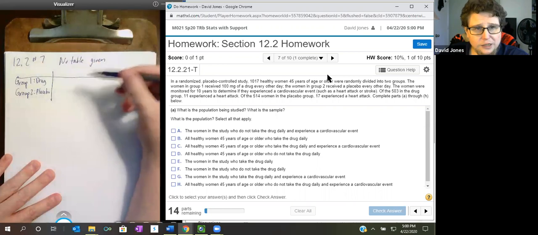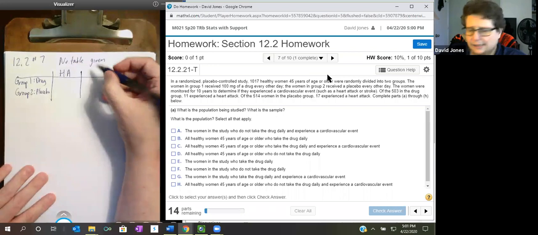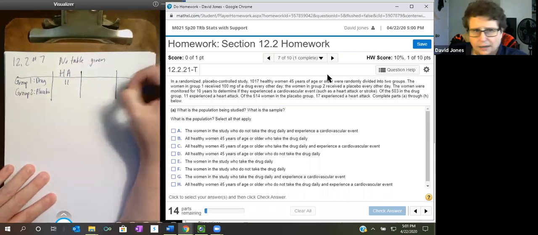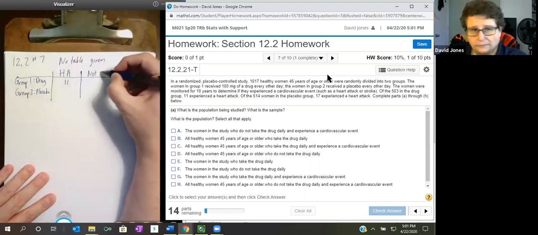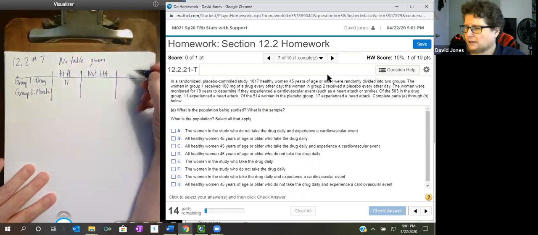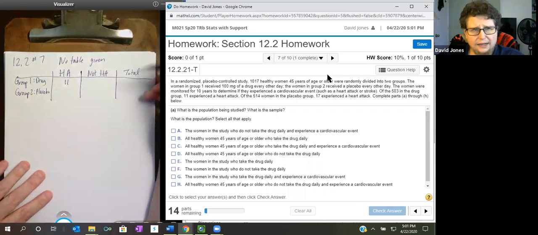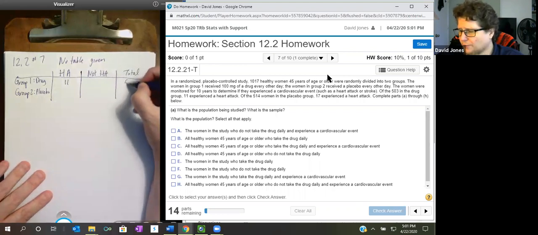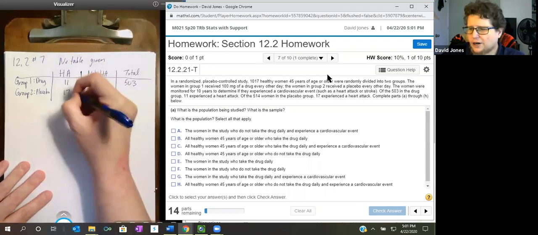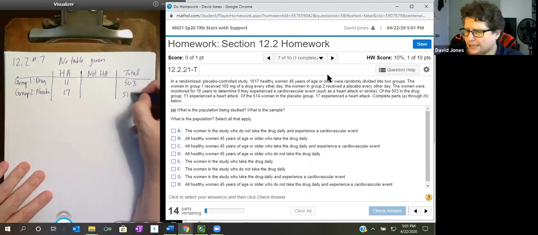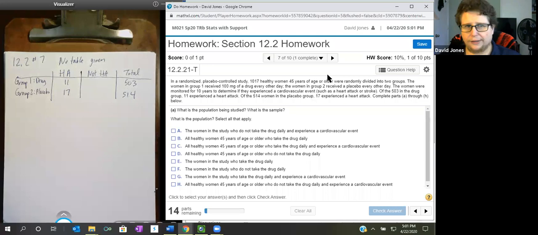It says 11 experienced a heart attack. So maybe we'll say the first column is heart attack, and there were 11. Then obviously the other answer is not a heart attack. And we have a total. 11 experienced a heart attack. There were 503. In the placebo group, 17 experienced a heart attack out of 514. They don't give us this information, but we can work with it.